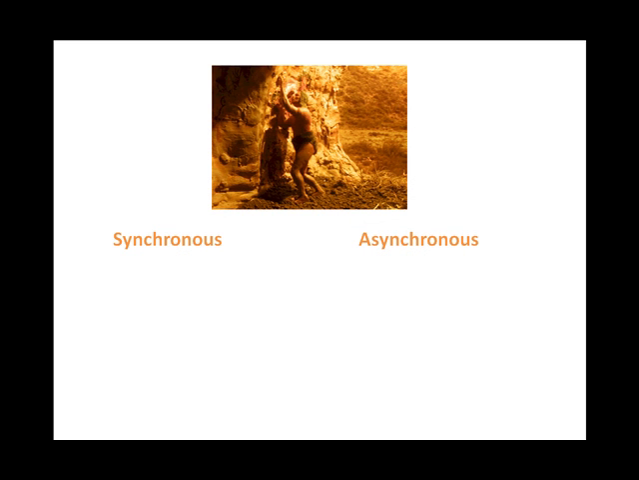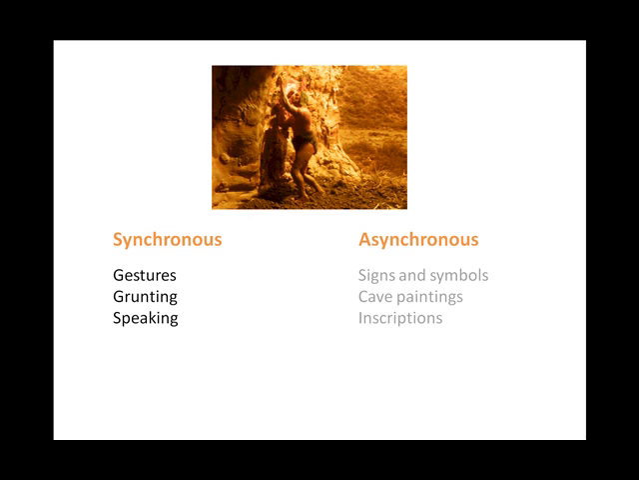Let's explore how synchronous and asynchronous communication have coexisted through the ages. On the synchronous side, our ancestors would have started out making gestures and grunts, gradually evolving this into speech. Asynchronously, they'd have started with few options, but developed the ability to communicate more permanently using signs and symbols, paintings and inscriptions.